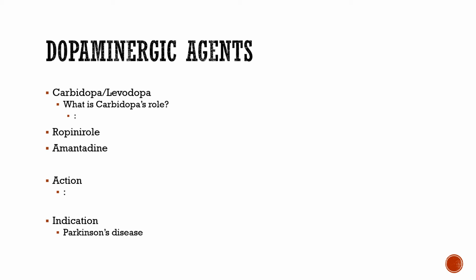There are other meds, ropinirole and amantadine. Those are sometimes also used for this. They're really symptomatic relief. The amantadine can increase dopamine and can block reuptake of dopamine, but the gold standard medicine is still Sinemet. And so that's the action: again, it increases dopamine levels and stimulates those dopamine receptors. And our indication, of course, is Parkinson's disease.